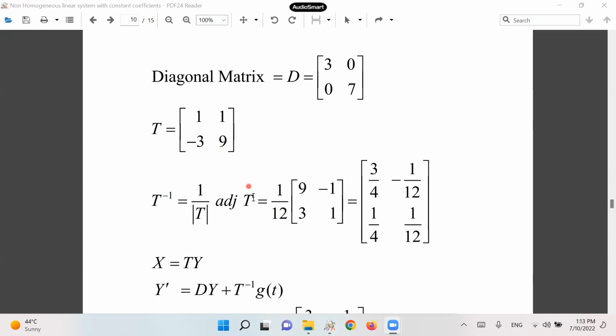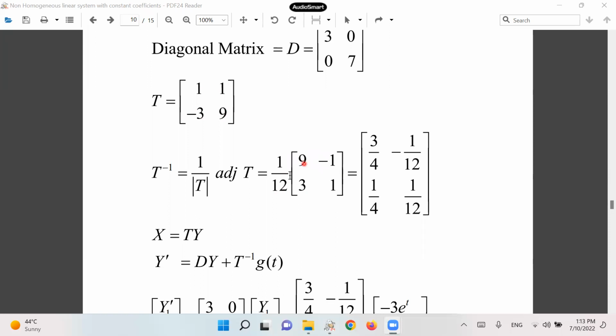After that, what is the adjoint of T? For the adjoint of T, we are going to change the position of these diagonal elements, so this becomes here and this comes here. And we change the sign of the other diagonal. So minus becomes plus, and plus becomes minus. So this becomes the adjoint of T. That is, we just change the position of these diagonal elements and we change the sign of the other diagonal elements. So we get the adjoint of T. After that, just multiply them.